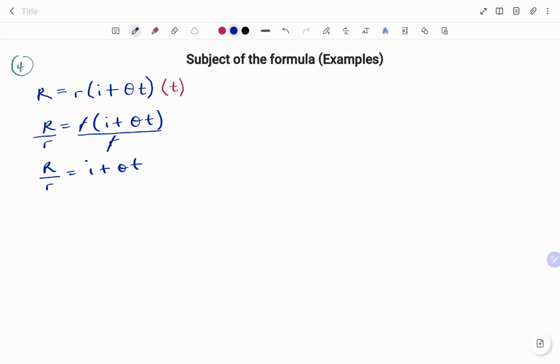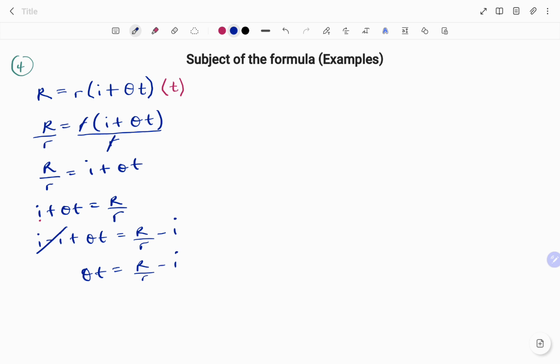I can swap my equation around. I have I plus theta t equals R over r. I'm looking for t, so I still need to get rid of my I because it's plus. That means I'm going to minus I from both sides. Always remember, whatever you do on your left hand side, you do on your right hand side. So I have R over r minus I. I minus I, this cancels. I'm left with theta t equals R over r minus I.